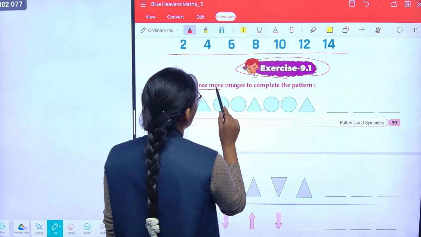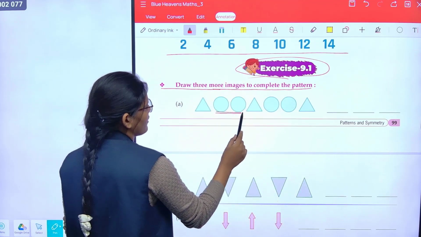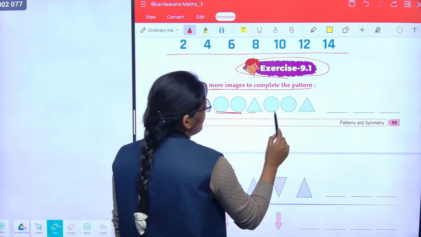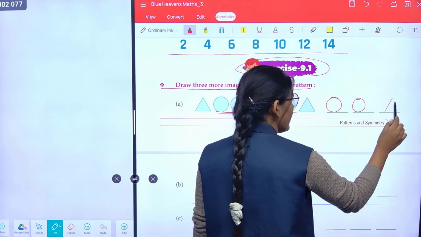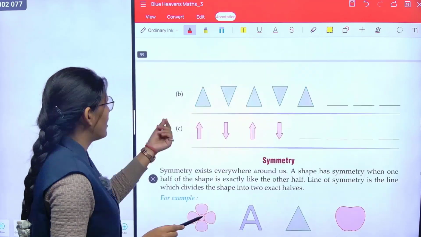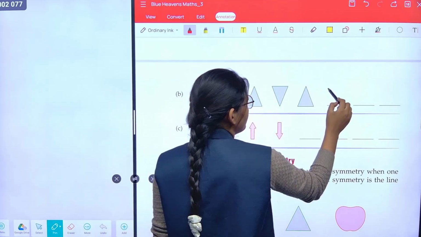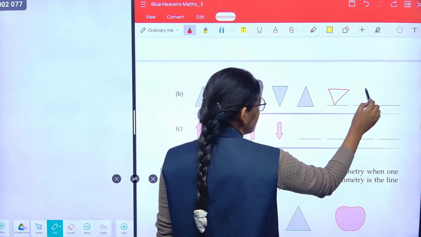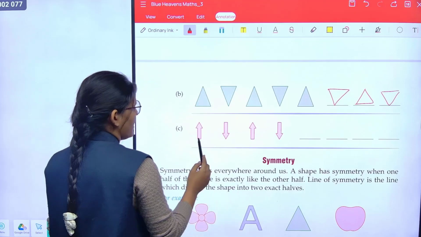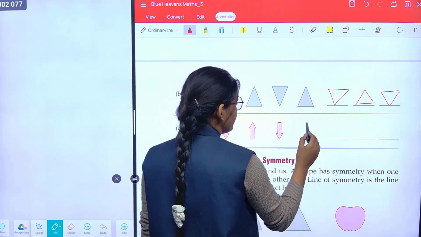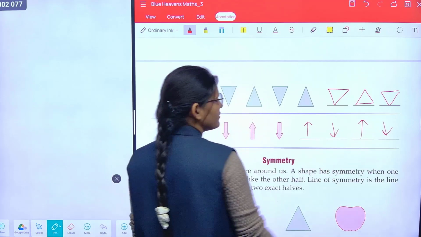Now exercise 9.1. Draw 3 more images to complete the pattern. Triangle, circle, triangle, 2 circles, triangle, 2 circles, and again triangle. Now triangle down, triangle up, triangle down, up, down, up, down, up, down.